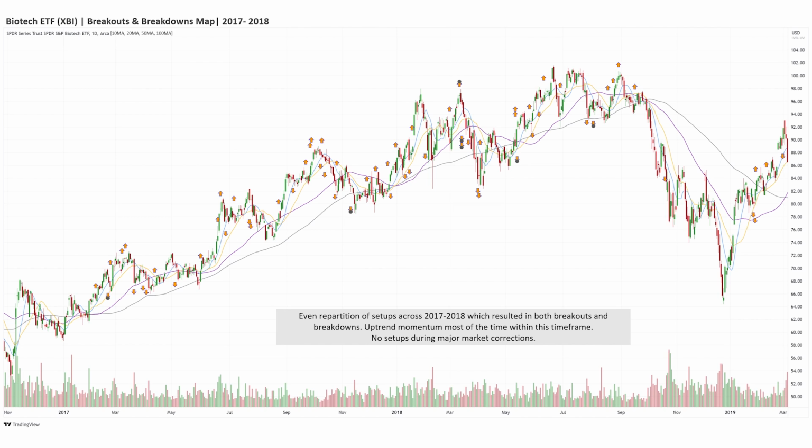On my side, even representation of setups across 2017, 2018, which resulted in both breakouts and breakdowns. Uptrend momentum most of the time within this time frame. By this I mean that even if there was a choppy move, sometimes the price action is still in an uptrend, which may be the cause and led to generating more setups in general. No setups during major market correction. We see that here, no setups at all. Almost.